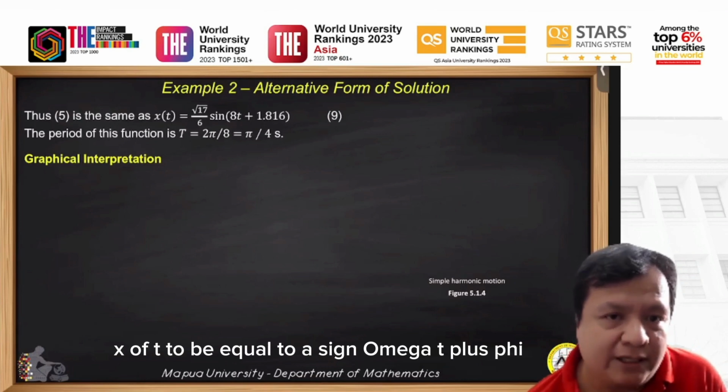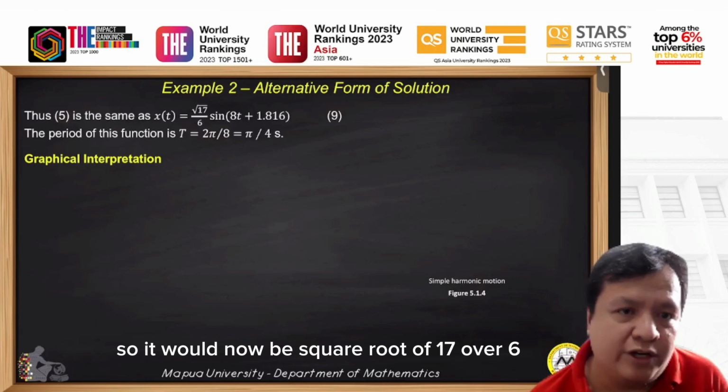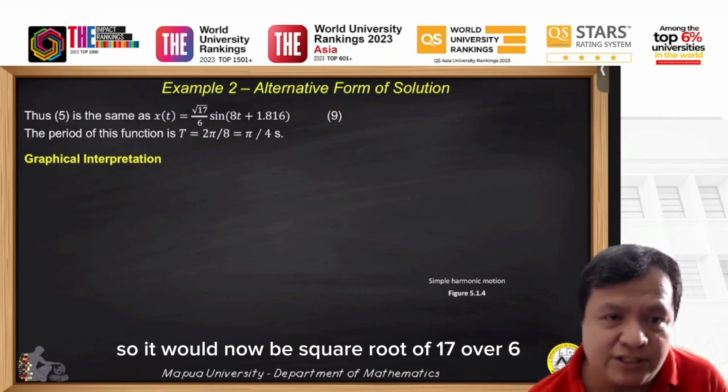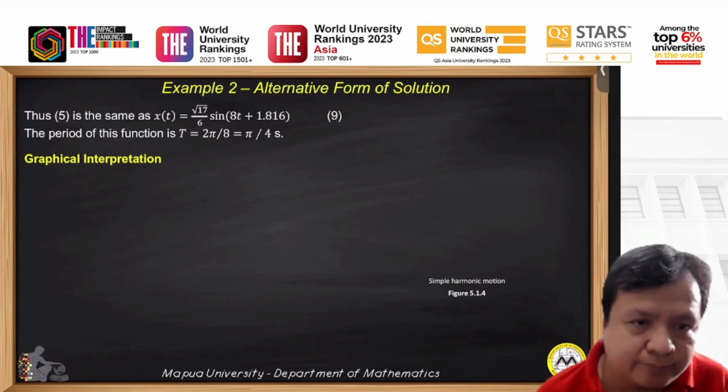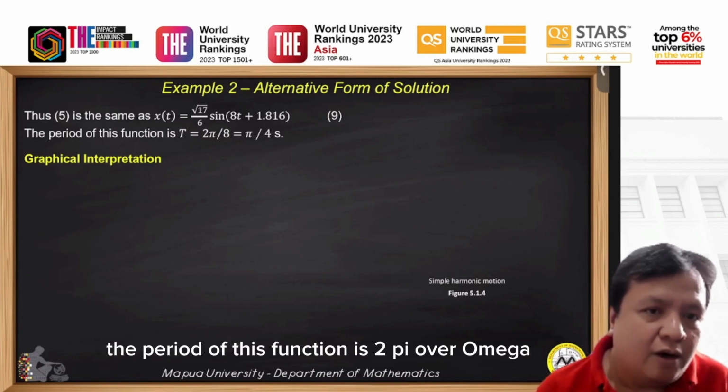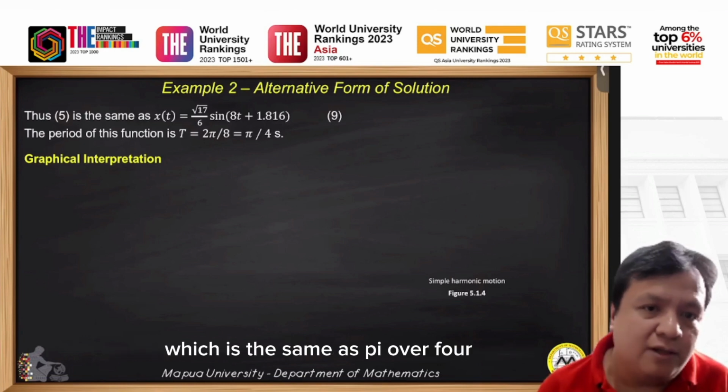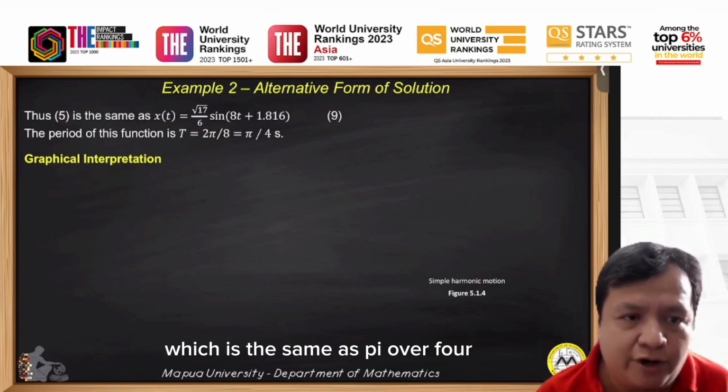So thus, we can now write the equation of motion x of t to be equal to A sine omega t plus phi. So it would now be square root of 17 over 6 sine of 8t plus 1.816. The period of this function is 2 pi over omega, so 2 pi over 8, which is the same as pi over 4.